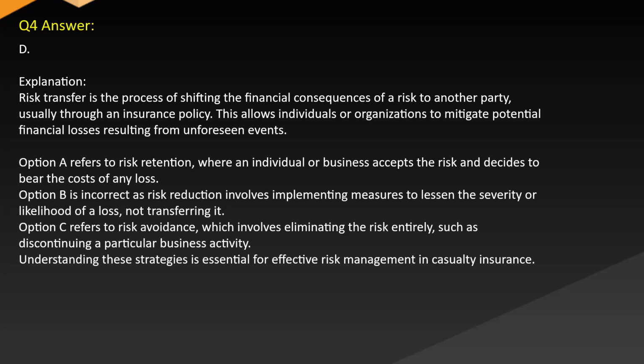Option A refers to risk retention, where an individual or business accepts the risk and decides to bear the costs of any loss. Option B is incorrect, as risk reduction involves implementing measures to lessen the severity or likelihood of a loss, not transferring it. Option C refers to risk avoidance, which involves eliminating the risk entirely, such as discontinuing a particular business activity. Understanding these strategies is essential for effective risk management in casualty insurance.